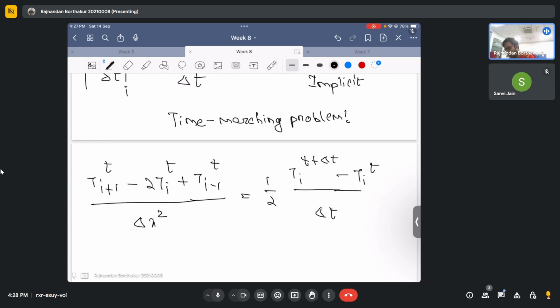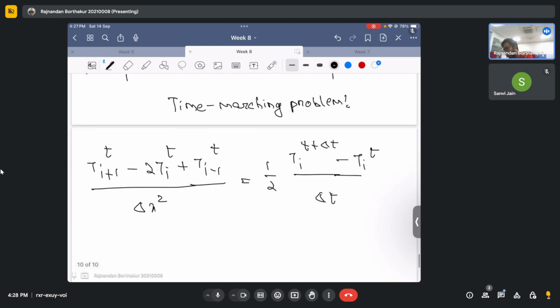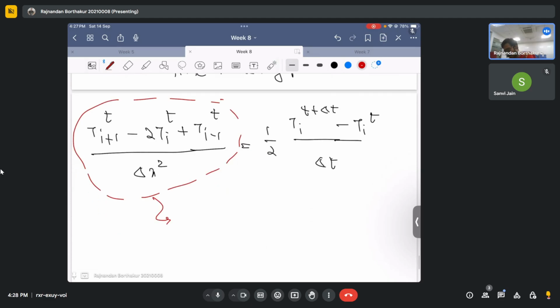Okay. Now, as I said, if you are evaluating all these terms at the previous time step, then this is known as an explicit scheme. It's called an explicit scheme because you already know the value of the temperature at the previous time step explicitly. And that's why, as the name suggests, this is known as an explicit scheme.